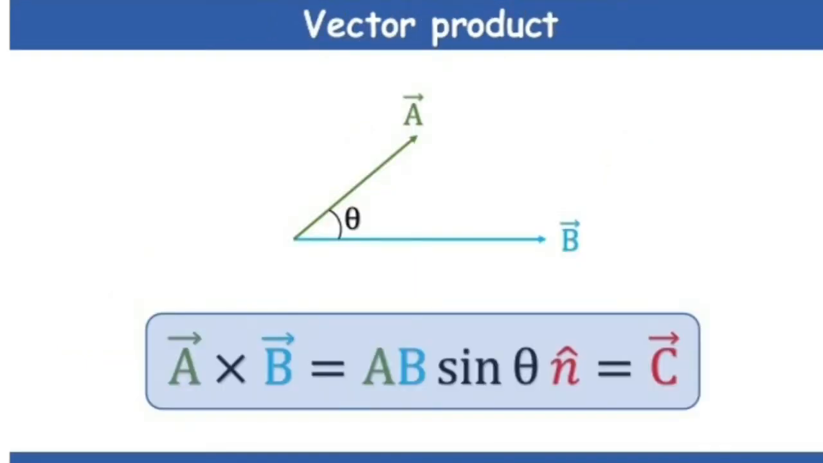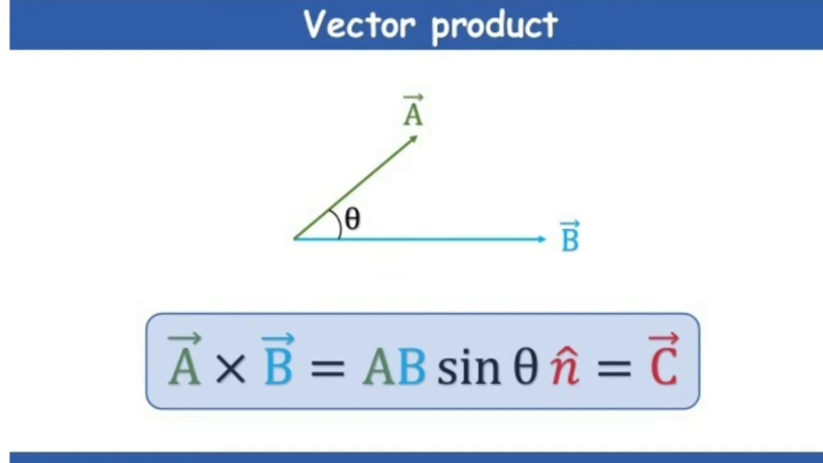So once again, vector A cross vector B is equal to AB sine theta n cap, where AB sine theta is the magnitude of the vector product and n cap gives the direction. And the direction of vector A cross vector B is perpendicular to the plane containing vector A and vector B, given by right hand thumb rule.